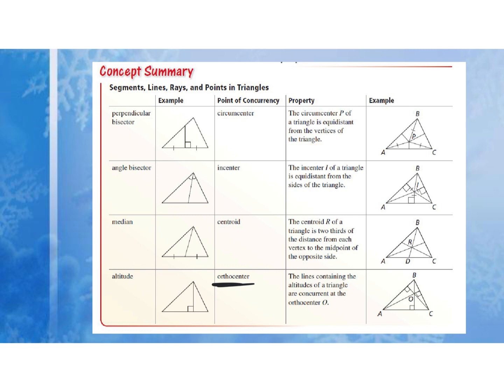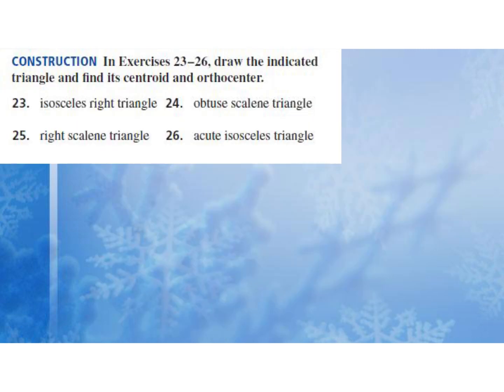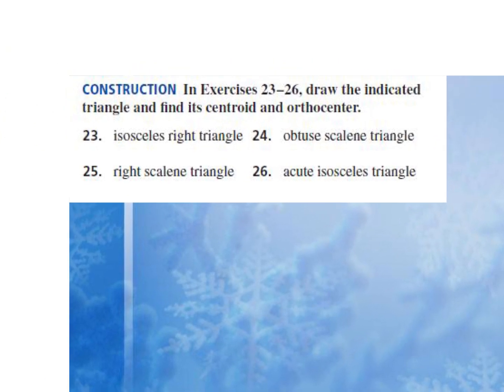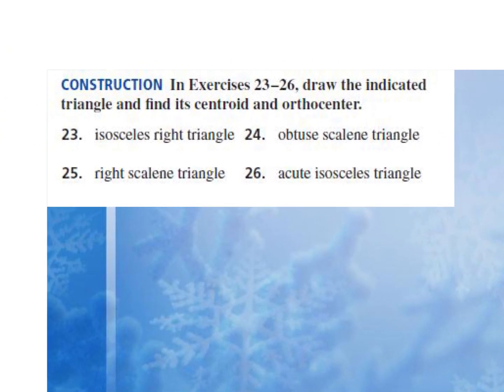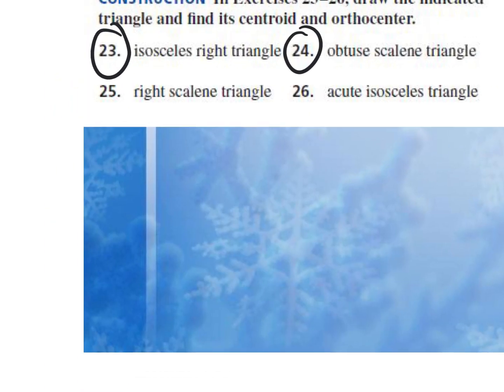So, what I want you guys to do is actually 2 slides. We're just gonna do 2 of these. We're gonna do number 23 and we're going to do number 24. Got it. We have to draw the indicated triangle and find both its centroid and its orthocenter. Please, guys, make sure that you're changing colors here so you don't get confusing. There's going to be a lot of lines on these triangles, okay? So let's start with number 23.